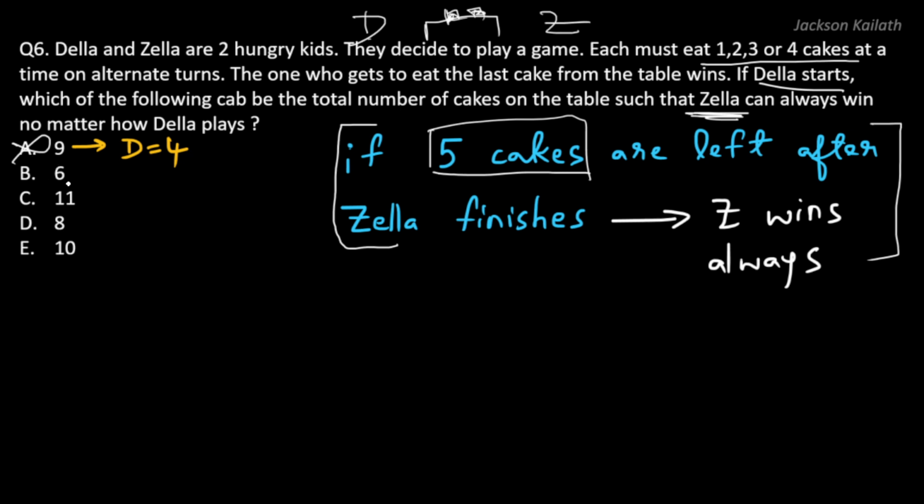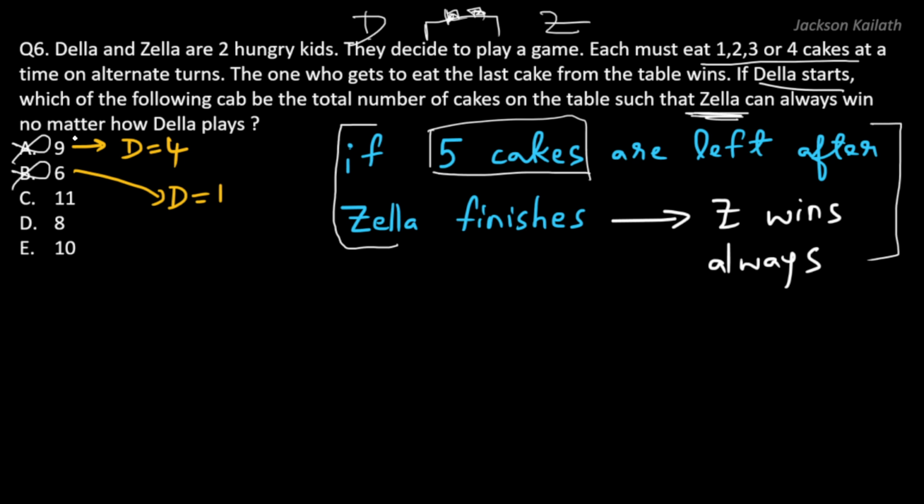Similarly, for answer option B, you have 6 cakes. Now if Della goes ahead and eats 1 cake, you can see 5 cakes are left, right? Now no matter how many cakes Zella eats, the turn will come to Della and Della will finish off the cakes and Della will win, right? So again, Zella does not win over here in all possible scenarios. So this is also not the correct answer.